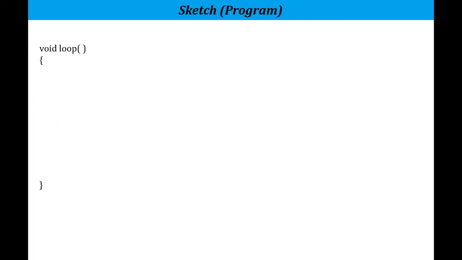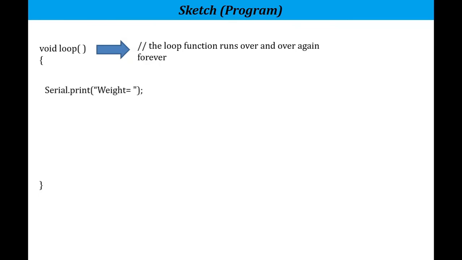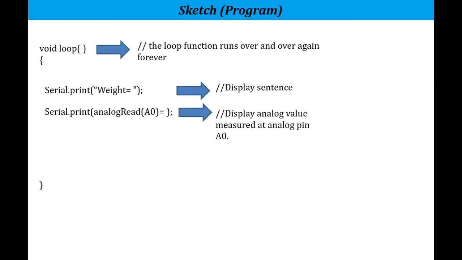Next is void loop. Now whatever code we have written in the void loop will run over and over again. So here after that we have written Serial.print weight equal to. So it will print the words weight equal to. After that, Serial.print analogRead A0. Now what is the meaning of that? Now to the A0 here we have connected this. In that case it displays the analog value which is measured at the analog pin A0. Now delay 1000, that is, wait for a second.